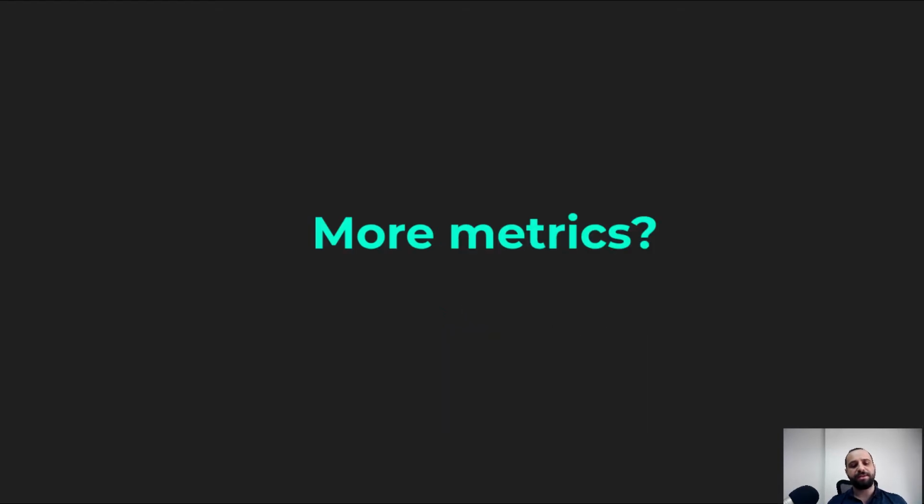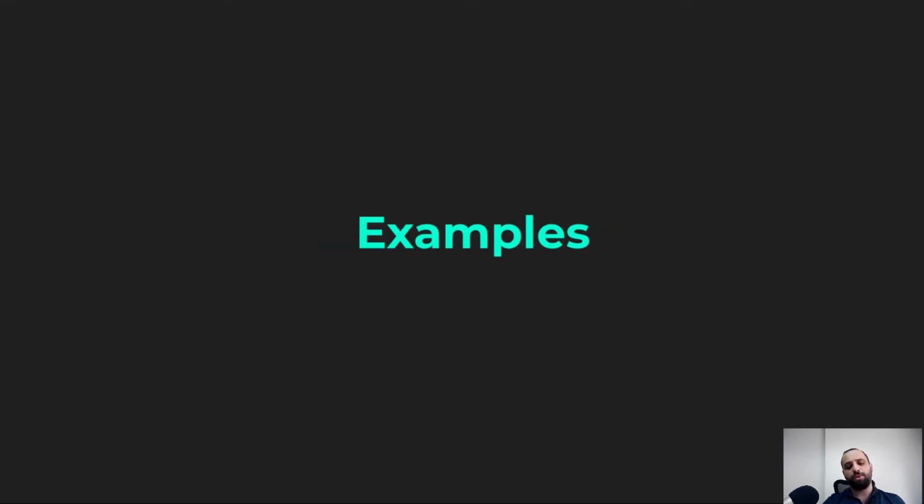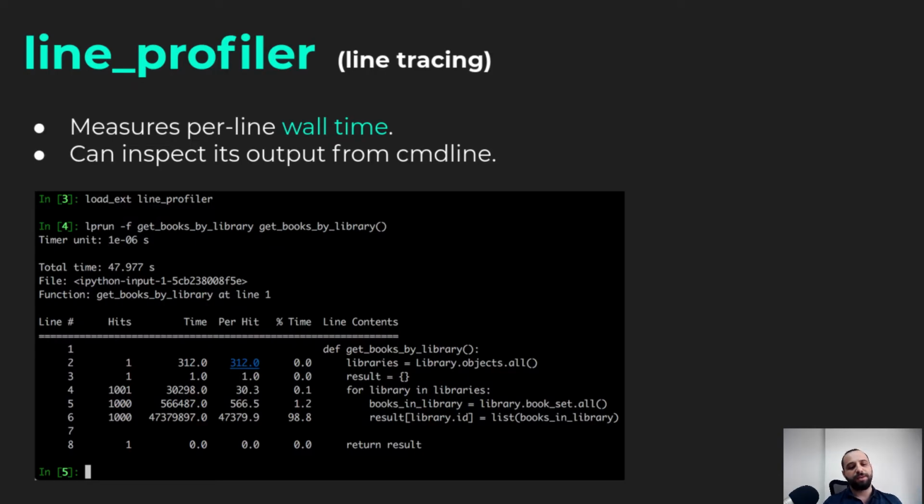Another important metric that can be measured is memory. Memory consumption of a function makes sense for debugging some performance-related issues as well. So let's walk over a few profilers in the Python ecosystem as an example that have unique feature sets. The first one will be line_profiler. Line profiler measures per line wall time, and you can inspect its output from the command line.